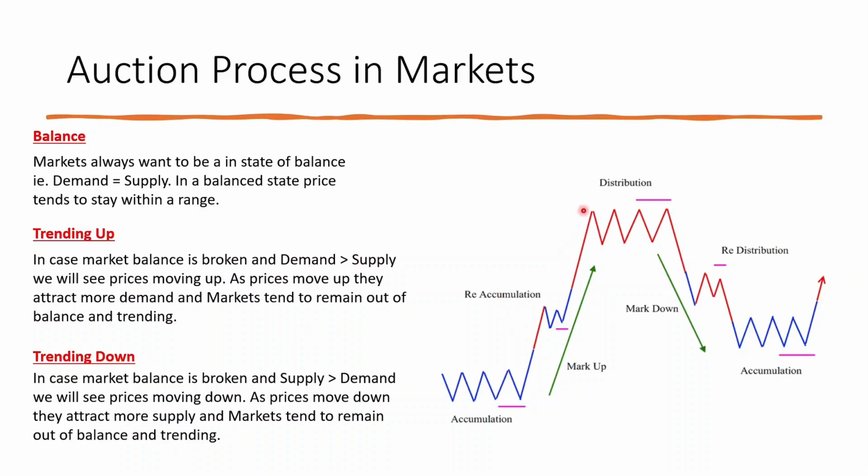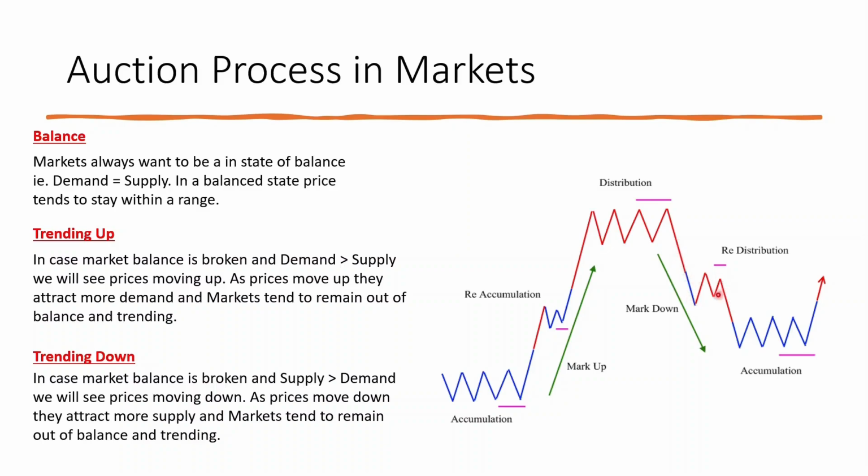So over here we can see that another balance was formed. Accumulation and distribution are basically balanced phases, where demand is equal to supply, and out of this balance, instead of breaking up, price actually moves down. That means at this point supply overpowers demand. There are more people who are willing to sell than who are willing to buy, and price in its search for balance starts moving down.